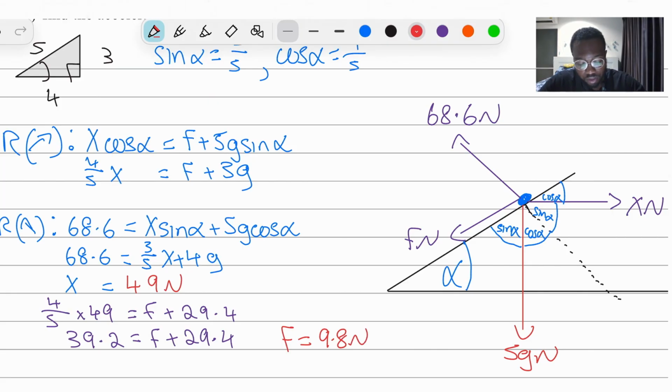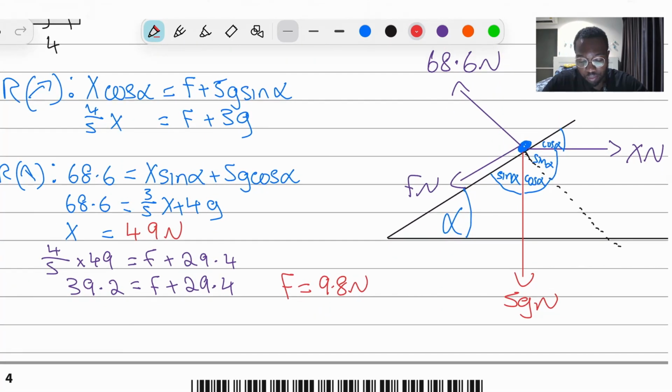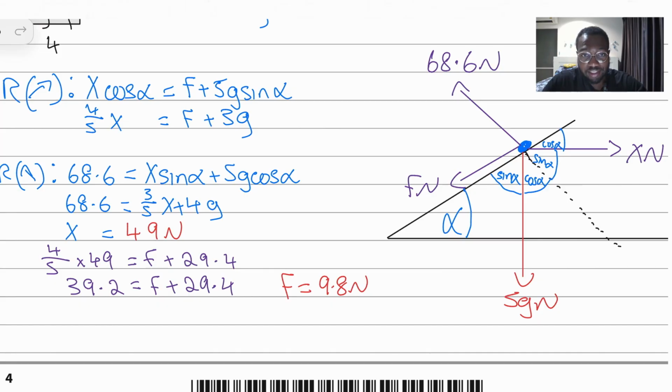Okay, so we worked out F is 9.8 newtons, and then for part A, we need to state the direction of the frictional force acting on B. Well, we can just look at that, because our F value is a positive value, and we've considered that the friction is in the downwards direction, it's going down the slope. Well, then if we want to look at direction, it would just be acting down the slope. You can say that it's just acting down the plane. There's nothing more you need to say.